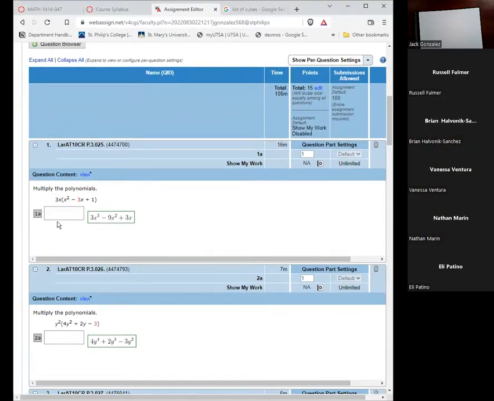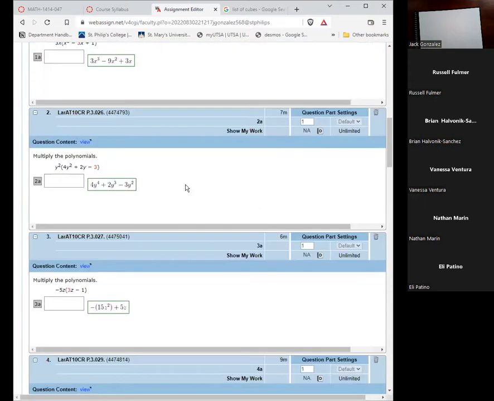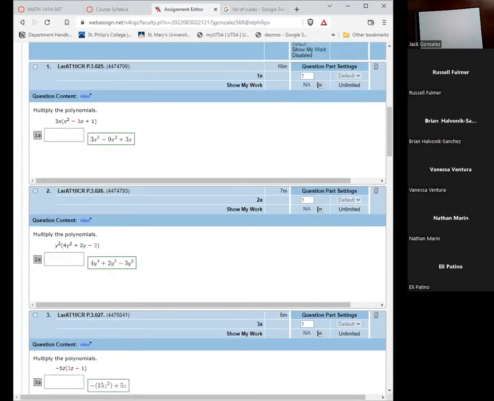As you can see, it's just multiplying your polynomials. Stuff I'm sure you remember doing, but just in case, we'll do a couple here and there. We'll do number 1 and go from there.